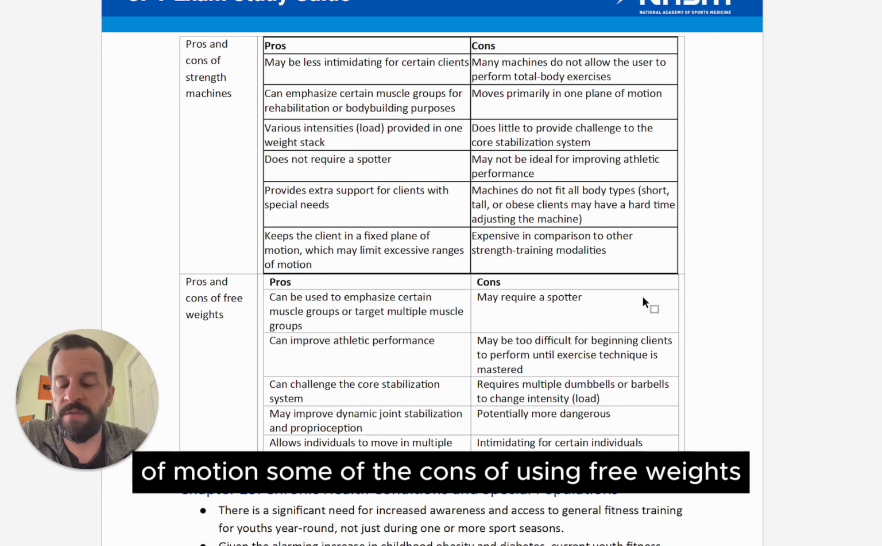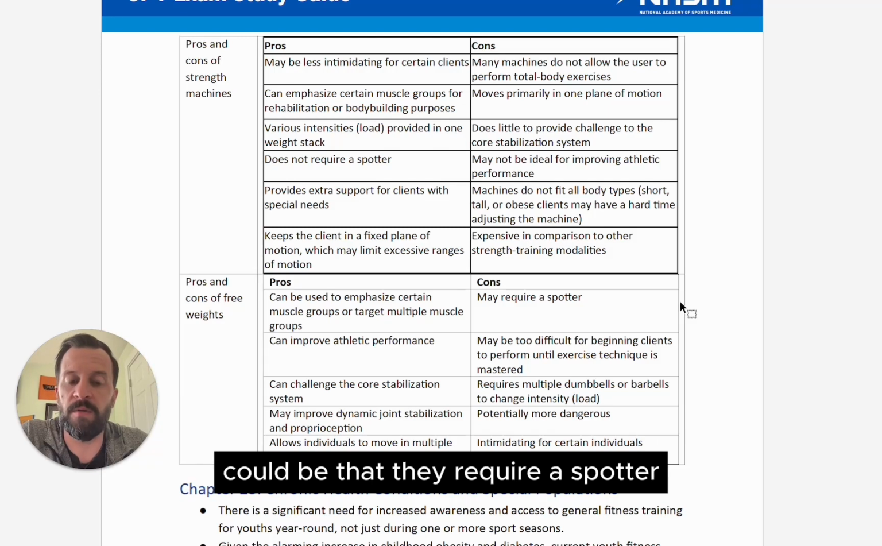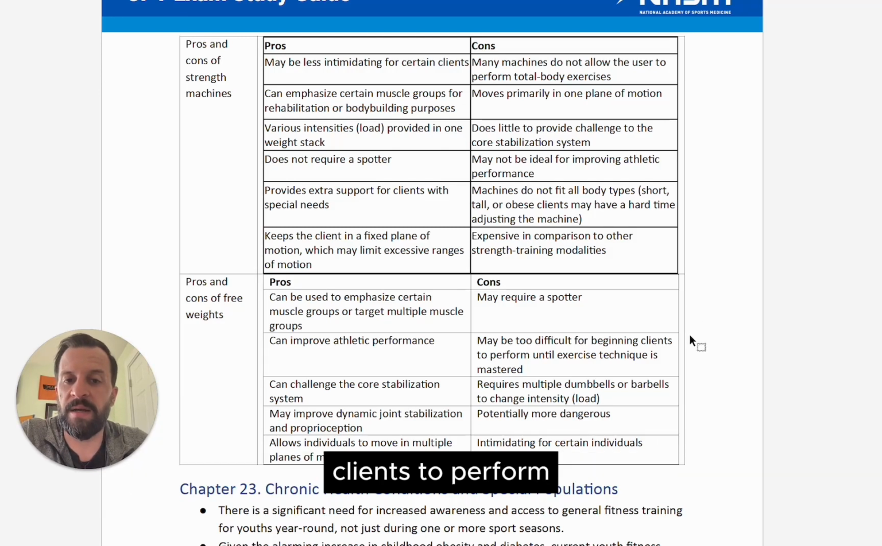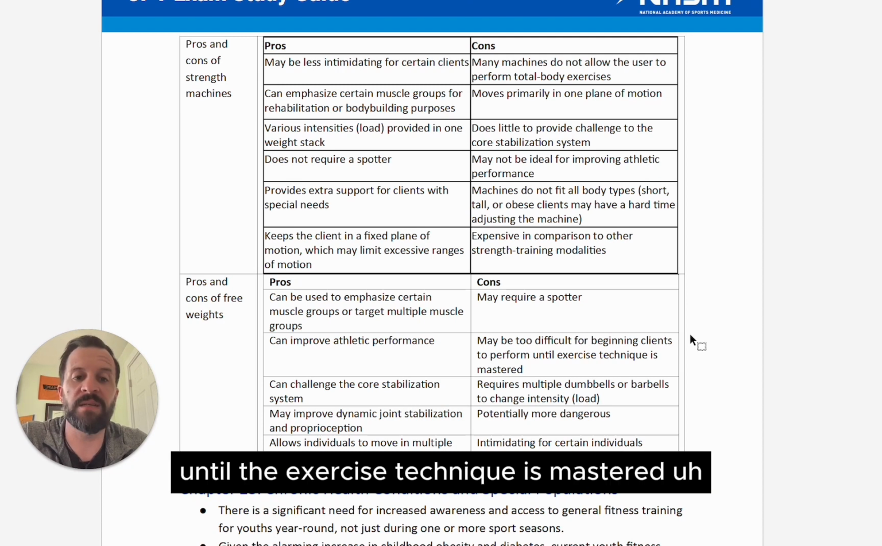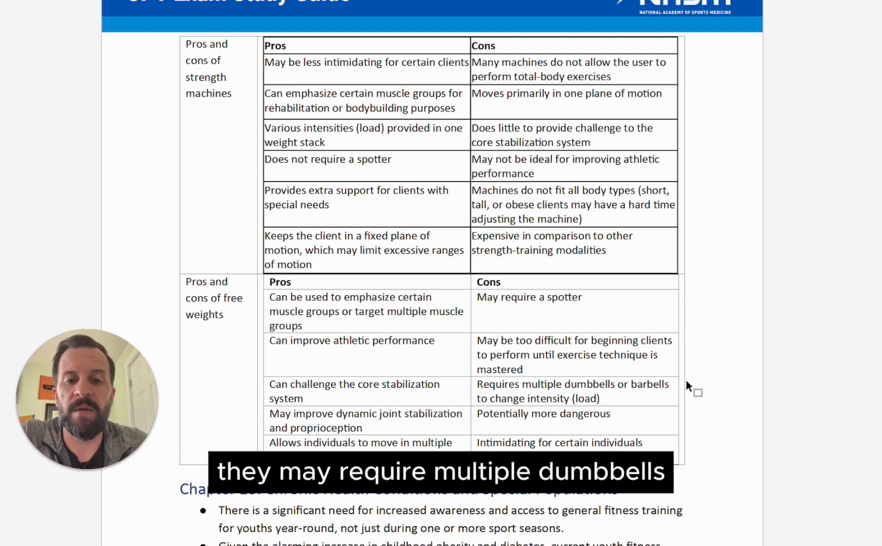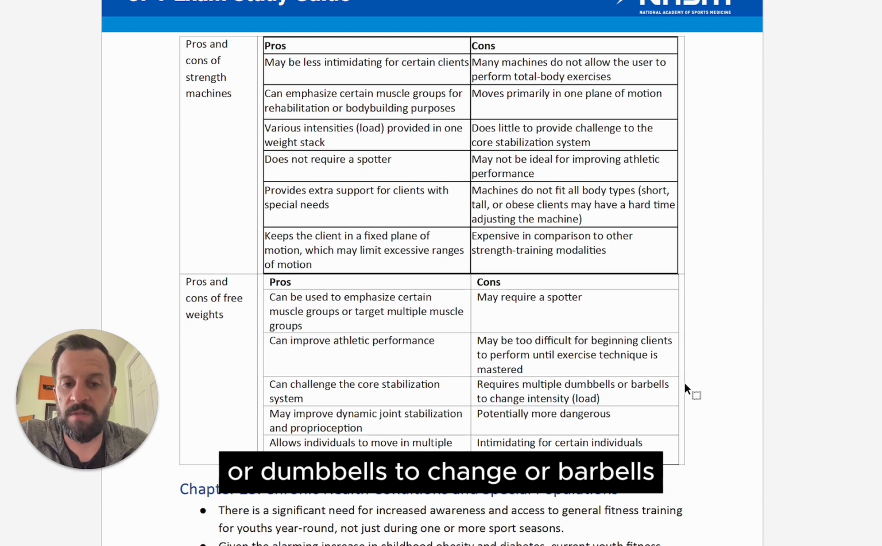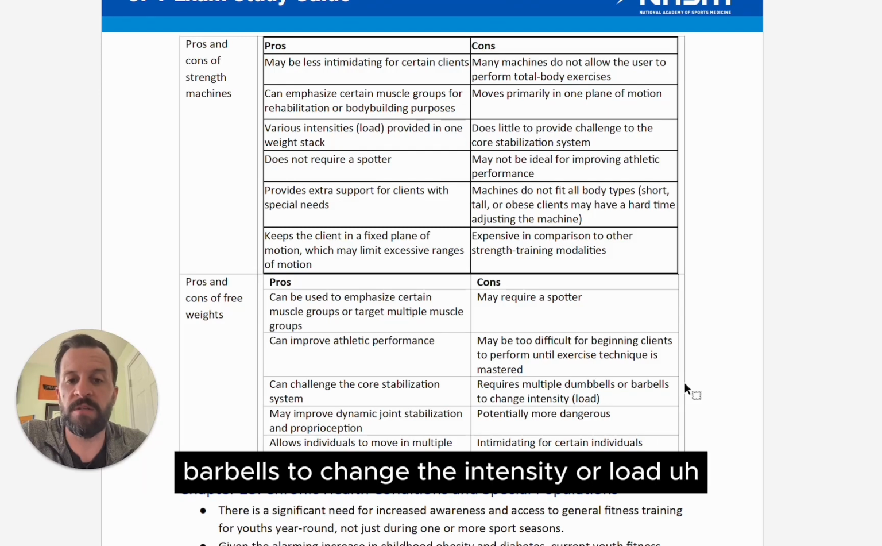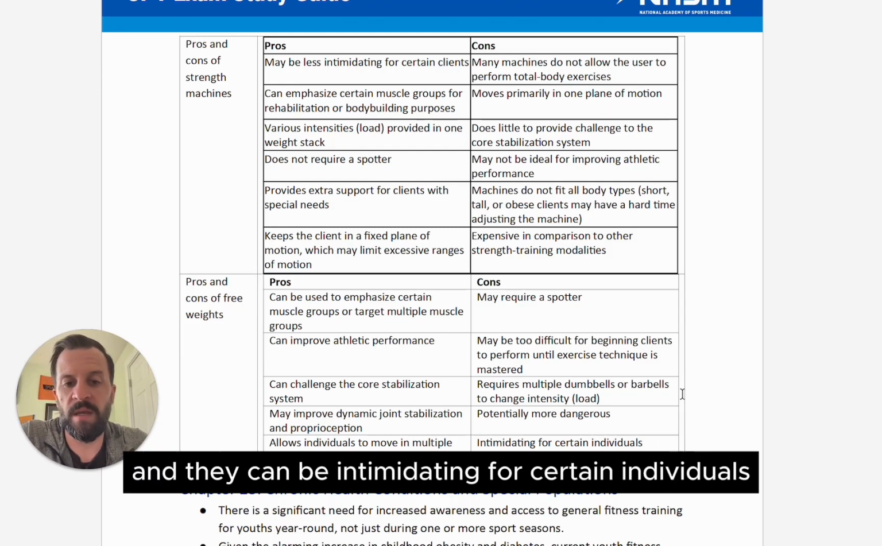Some of the cons of using free weights could be that they require a spotter, maybe. They may be too difficult for beginning clients to perform until the exercise technique is mastered. They may require multiple dumbbells or barbells to change the intensity or load. They're potentially more dangerous, and they can be intimidating for certain individuals.